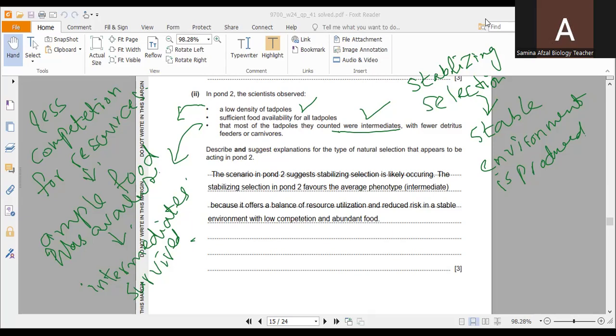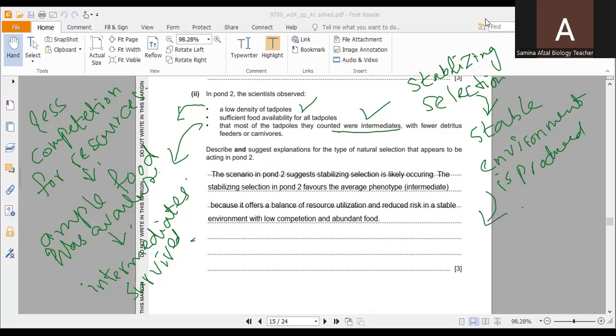But here there is a low density of tadpoles. The only organisms available are those depending on all types of foods, the intermediates, because there was sufficient food availability and they had no risk of being preyed upon by the other types of organisms, especially the carnivores. The detritus feeding animals are also not available, or they are very few in number. So these are the intermediates.